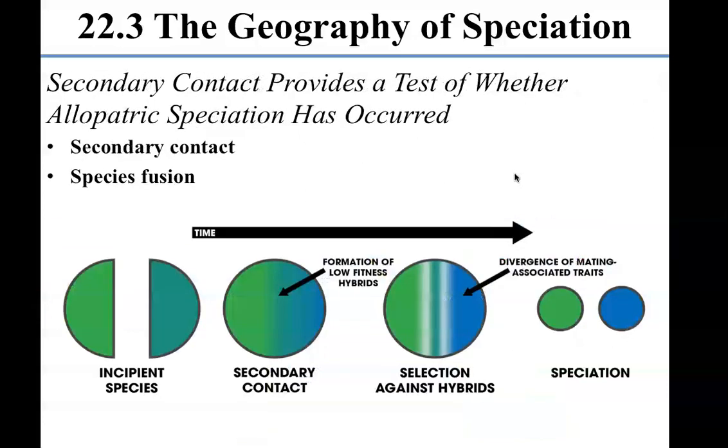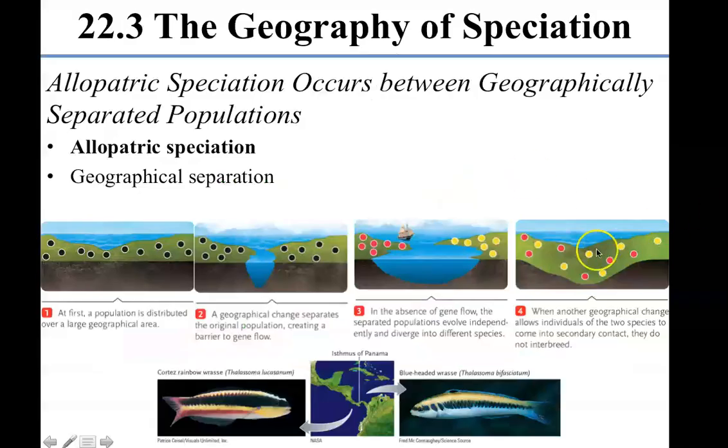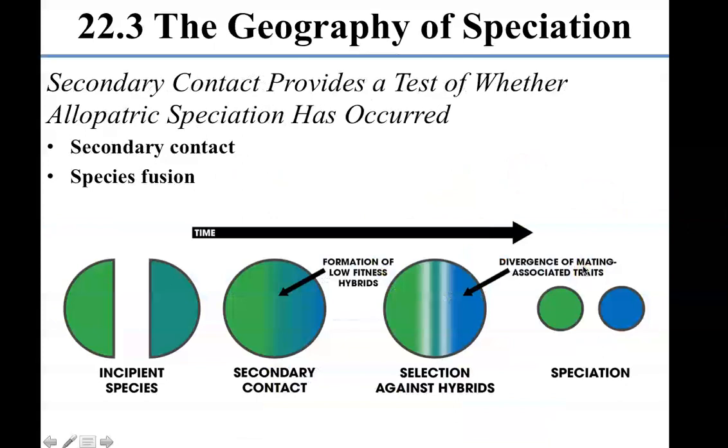That's where secondary contact and species fusion come into play. Secondary contact is simply contact after a period of geographic isolation. When these two populations are split and they come back together, that's secondary contact.